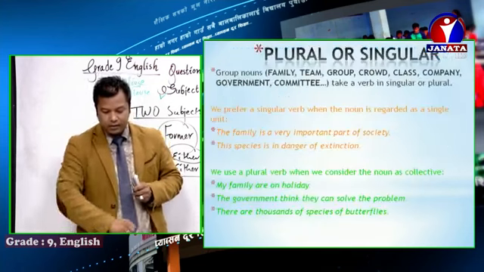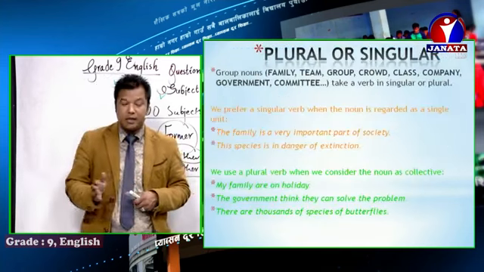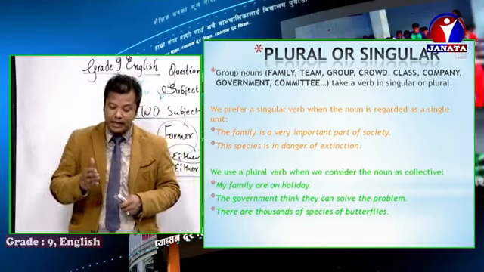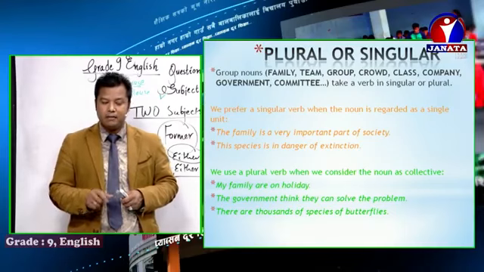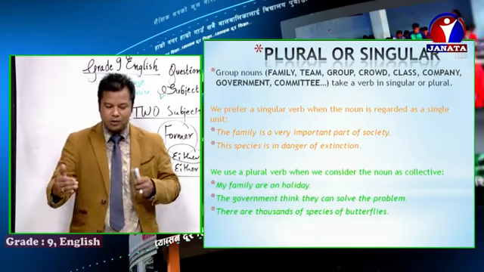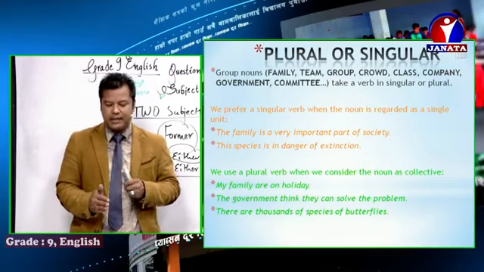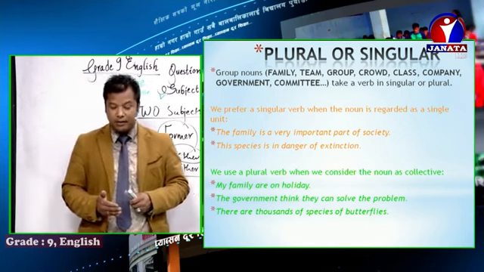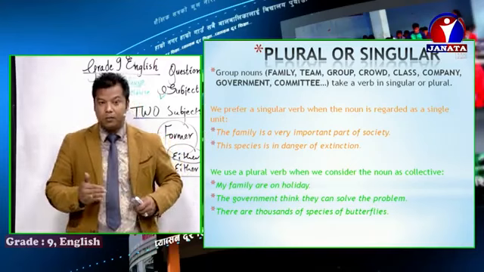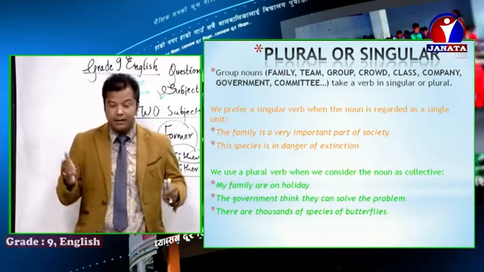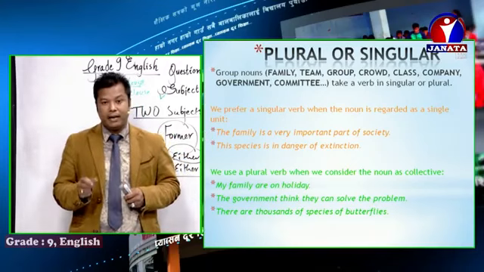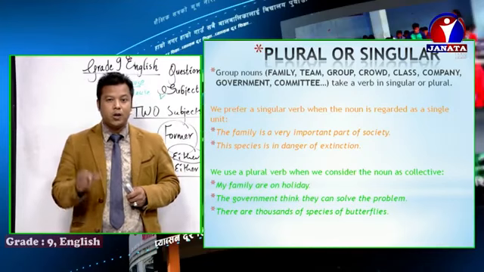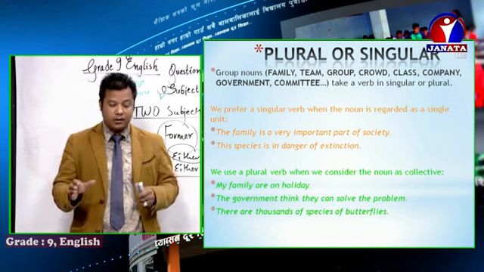Now, plural, singular. Sometimes we have some sort of confusion, especially with collective nouns. Like here, I have listed them. Can you read them on your screen, please? Just read aloud for yourself. Family, team, group, crowd, class, company, government, committee. They take a verb in singular or plural. Now here comes the bang. I'm going to hit the nail on the head. How to do this? For that, you need to understand the concept.